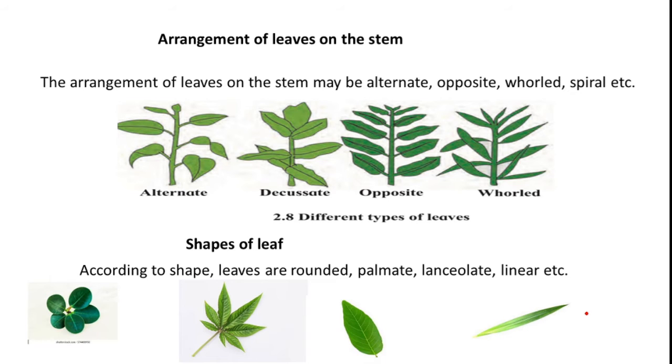Arrangement of leaves on the stem. The arrangement of leaves on the stem may be alternate, opposite, whorled, spiral, etc. Alternate, decussate, opposite, whorled. Then shapes of leaf. According to shape, leaves are rounded, palmate, lanceolate, or linear.